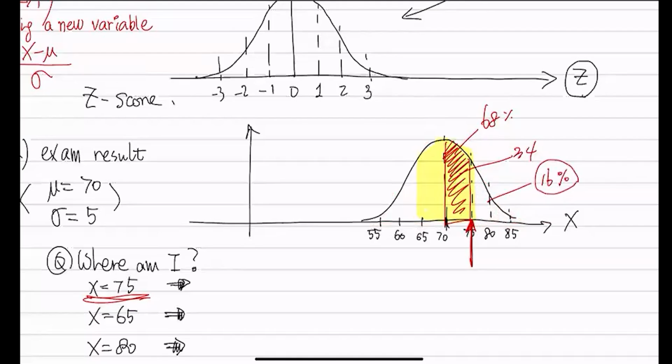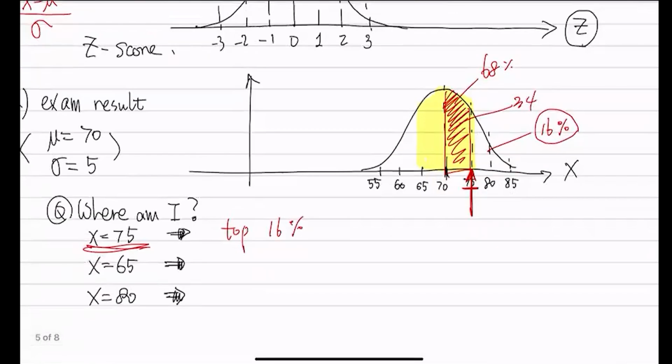So about 16% of students are ahead of me if I got 75 from that exam. You're in the top 16%. And if you got 65, it's easy. It's just the opposite, right? Symmetric. So this area is 16%. So you're in the bottom 16%.